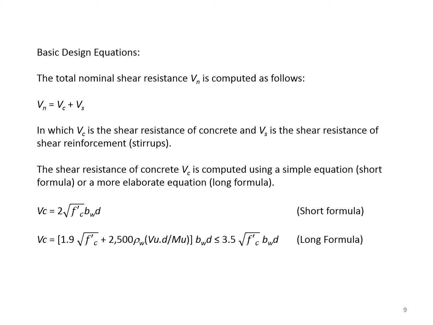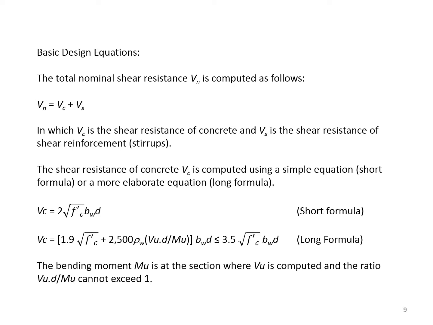Here are the equations. The short formula: V sub C is 2 square root of f prime sub c times BWD. Long formula: V sub C is 1.9 square root of f prime sub c plus 2500 rho W, the quantity multiplied by V sub U D over M sub U, and then multiplied by BWD. There is an upper limit of 3.5 square root of f prime sub c times BWD. The bending moment M sub U is at the section where V sub U is computed, and the ratio V sub U D over M sub U cannot exceed 1. There are other equations in the code that you can refer to for other conditions.